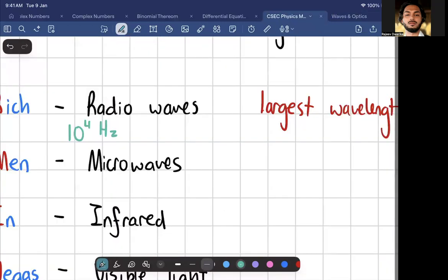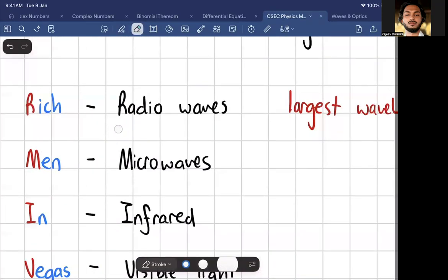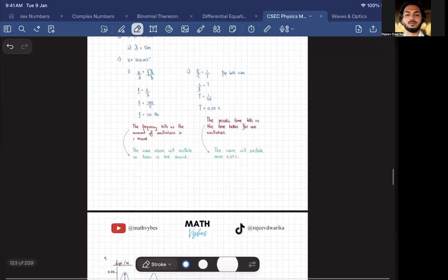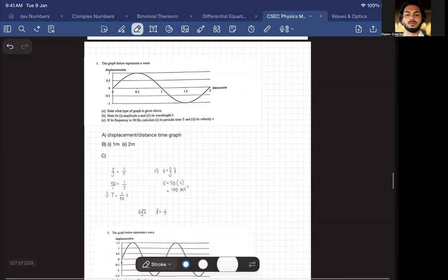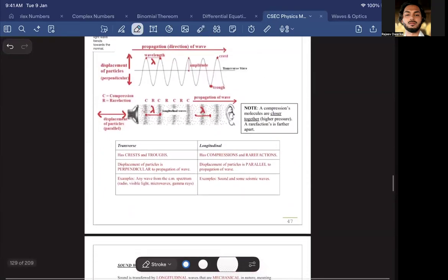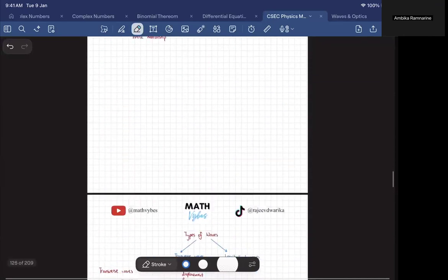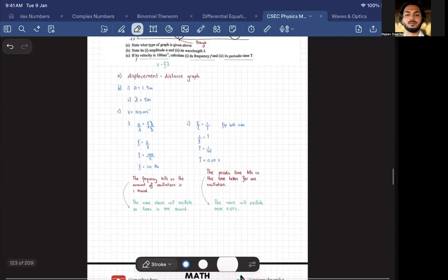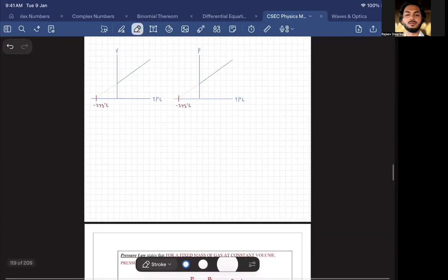I believe in CSEC, they just ask you to sort it. I don't think they expect you to know the specific frequency. But in my notes I should have the specific frequencies. In school, you had to learn the specific frequency, like memorize that? No, just the order. I don't think they're going to make you do that. That'd be kind of crazy expectations. And like I say, it's a range.